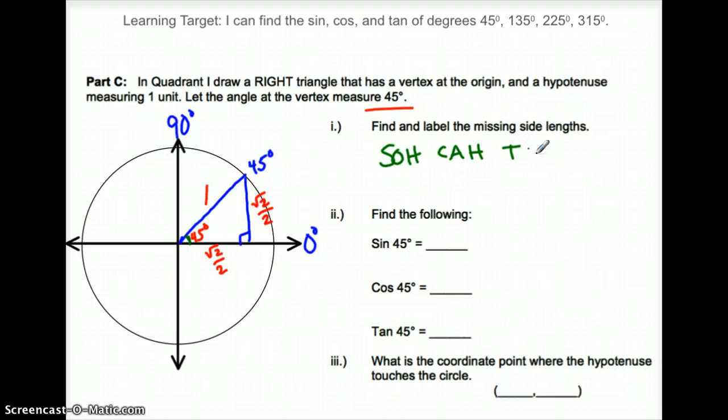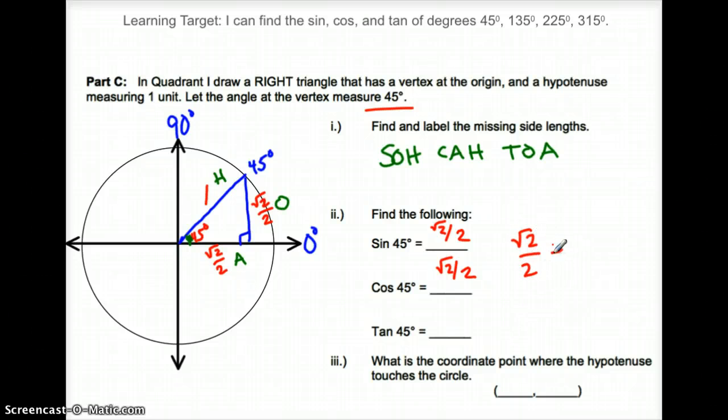Now, if I'm thinking about sine, cosine, tangent, SOHCAHTOA, I need to label my sides as opposite, adjacent, and hypotenuse. So obviously this 1 is my hypotenuse. A little trick that I like to remember: the adjacent side, the A, is always on the axis. And then this leg is the opposite, because it's opposite the 45 degree angle at the origin, which is like our reference angle. So then sine, cosine, and tangent should be pretty easy. To find sine, O over H, radical 2 over 2 divided by 1 is simply radical 2 over 2. Cosine, A over H, again, radical 2 over 2 divided by 1 is just radical 2 over 2.